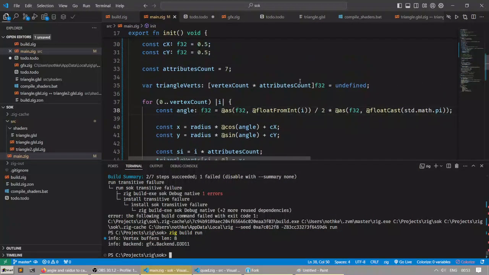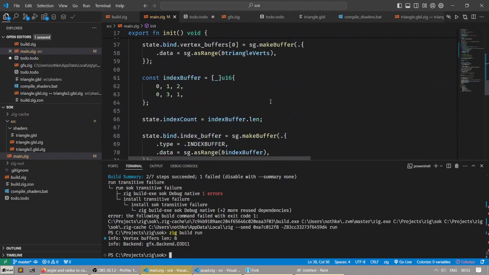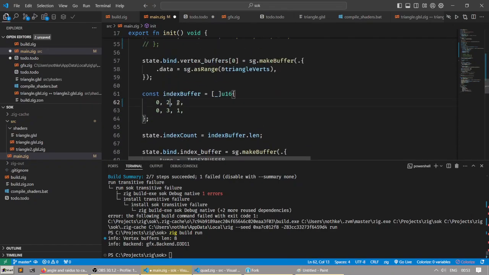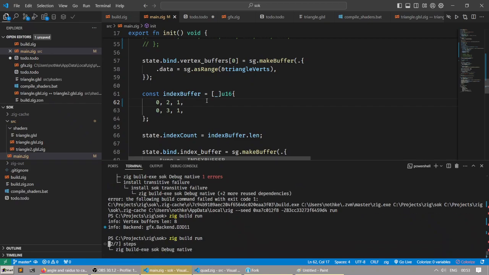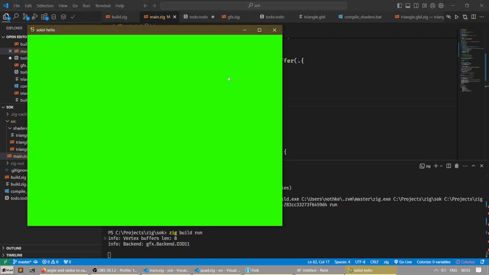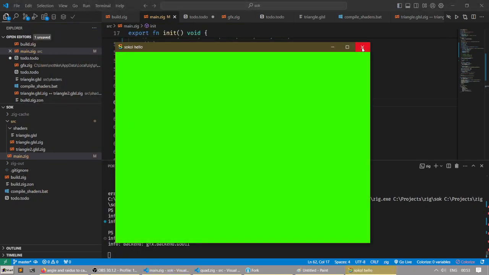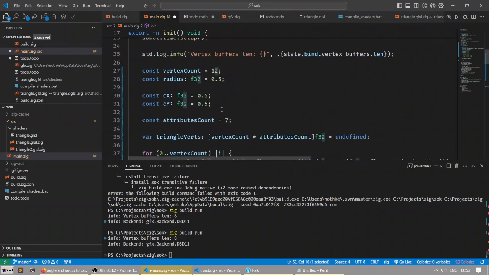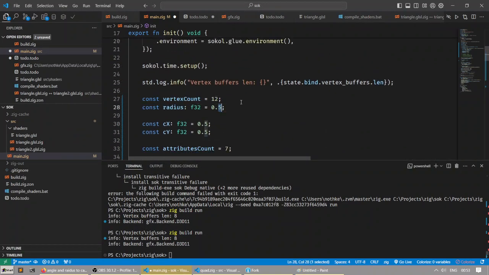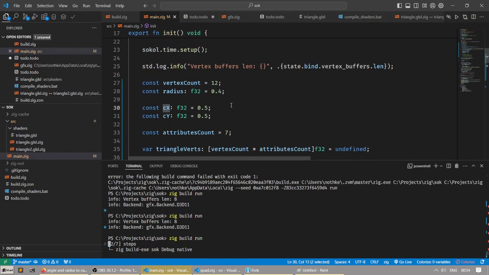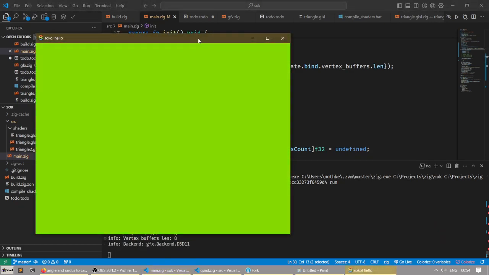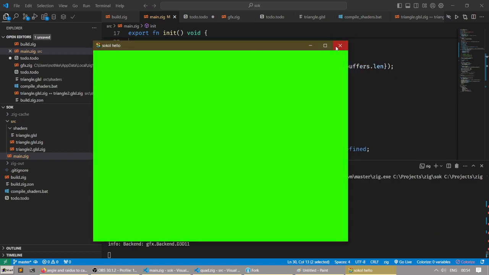Maybe that's because it's the wrong order, right? Let's flip these two around and let's see what happens, if we just need to flip the order. No! Okay, something else is the problem. What about the radius? Okay, let's reduce the radius. Maybe the radius is too big because the CX and CY is also too big. Okay, I still don't see anything. I still don't see anything.